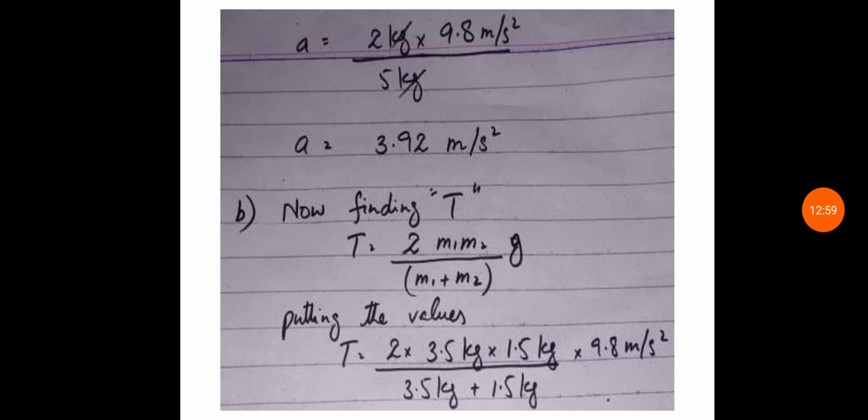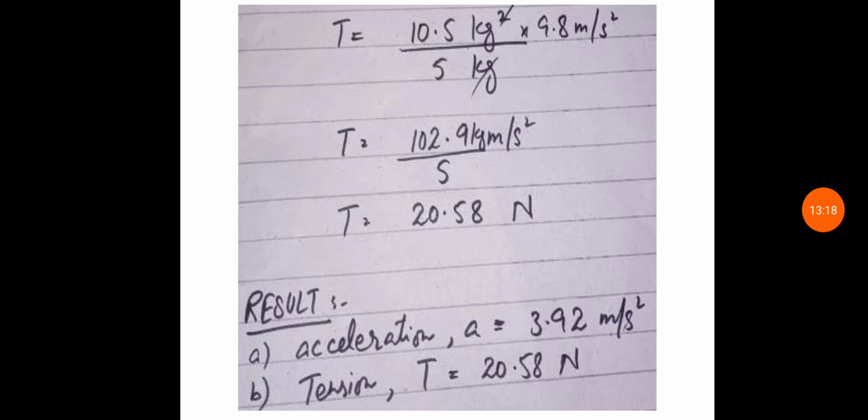Now we find the value of tension and we have the formula 2 m1 m2 g divided by (m1 plus m2). By putting their values, we get 2 multiplied by 3.5 kg multiplied by 1.5 kg multiplied by g, that is 9.8 meter per second square, divided by (3.5 kg plus 1.5 kg). By multiplying all these values, we get 10.5, and multiplying with 9.8 and dividing by 5, we get 20.58 Newton. Now, in this way, we can find the value of acceleration and tension. The acceleration equals 3.92 meter per second square and the tension is 20.58 Newton.